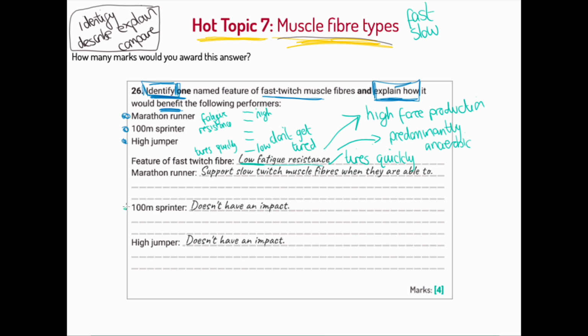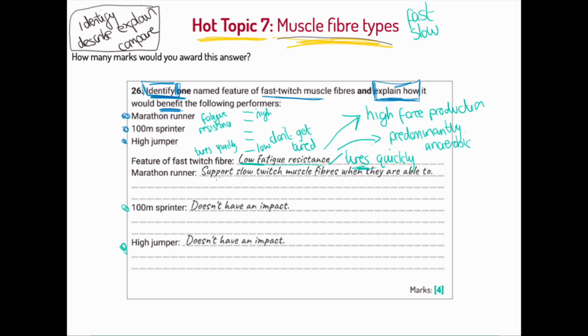So our 100 meters and our high jump, again, really short, explosive events, 10, 15, 20 seconds. So they work there and they really benefit from the fact that it tires quickly, actually quite useful. Right, marathon runner. Let's go through that.